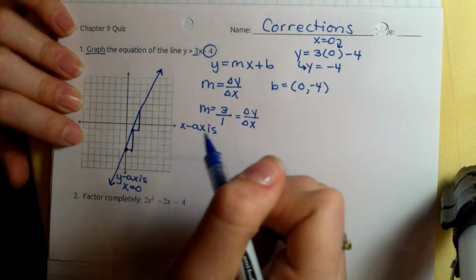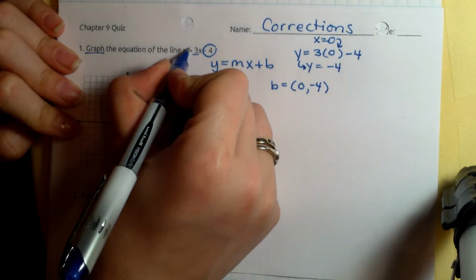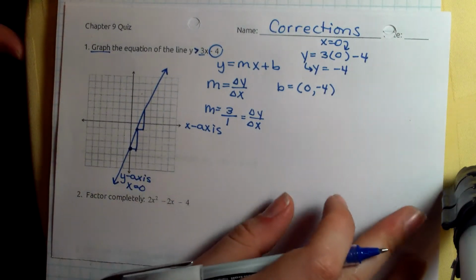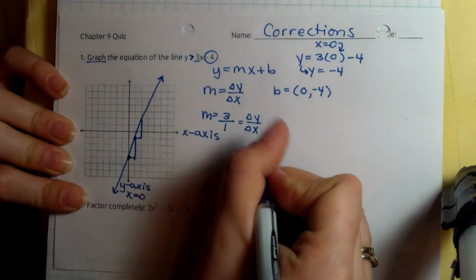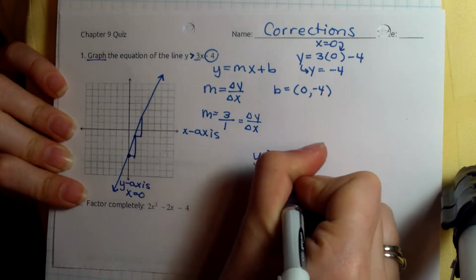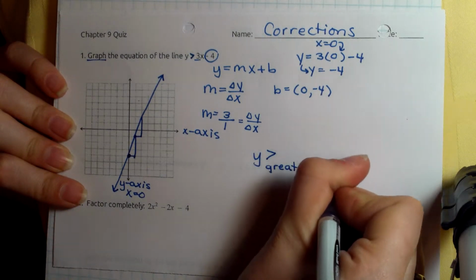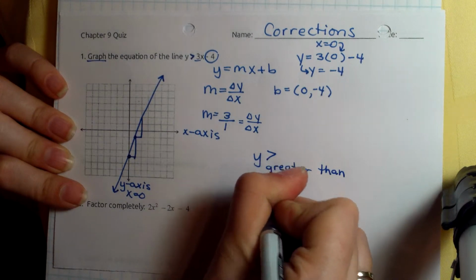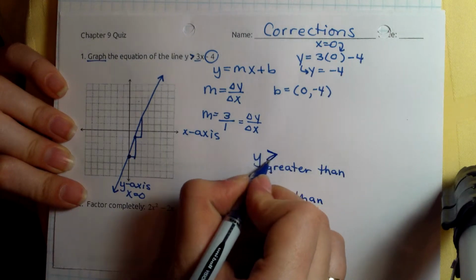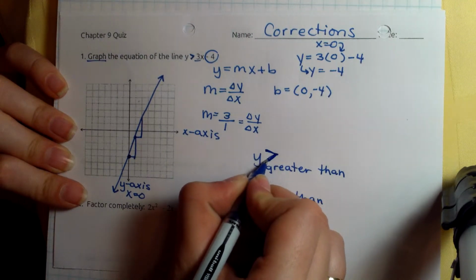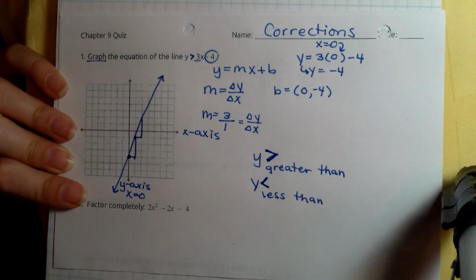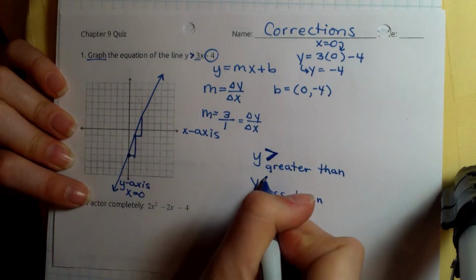And I did this a little too hastily because we still have something else to deal with. It's not an equal sign. This is a greater than sign. So y is greater than. This is the greater than symbol. And y is less than. This is the less than symbol. Do you see how y is on the bigger side? These are farther apart. And this is y being on the smaller side of that symbol. Hopefully you can see that.